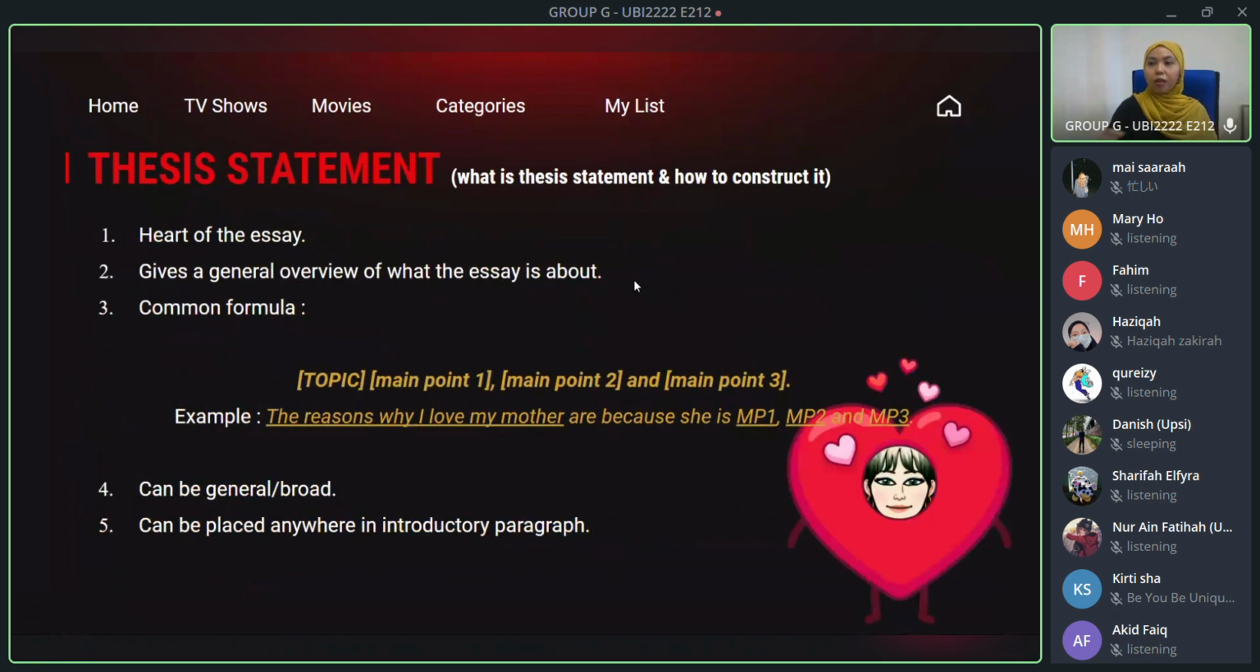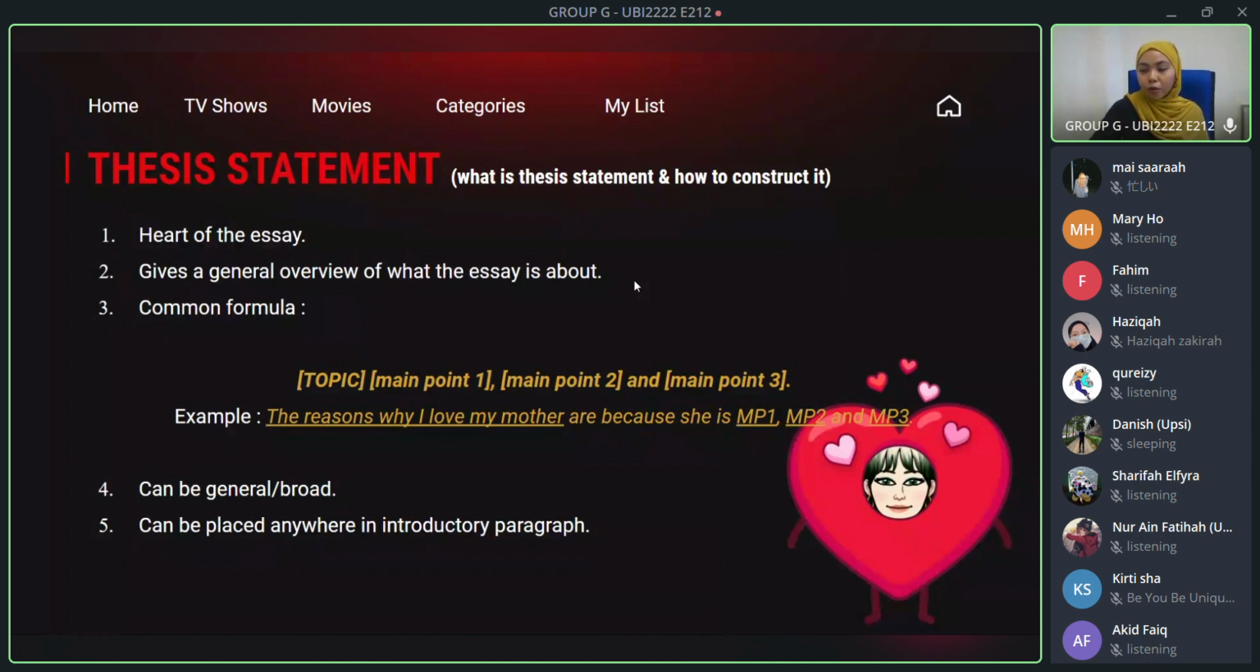So let me just make a recap. Basically, a thesis statement is the heart of the essay because it tells the reader what is the flow of the whole essay. It gives them a general overview what the essay is about. A common formula would be topic, main point 1, main point 2, main point 3. But then again, this is a very common way, which means if you really don't know how to come up with a thesis statement, you may follow this formula right here. However, like I said, if you have a different way of saying things, as long as it provides a general overview of the essay, I think that should be fine. You may write however you want.